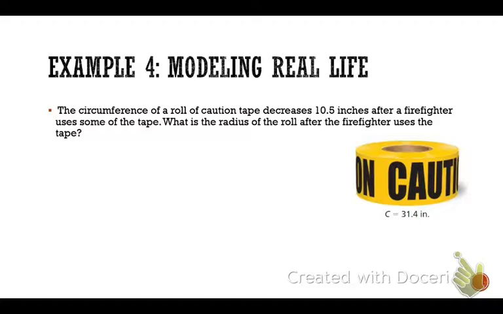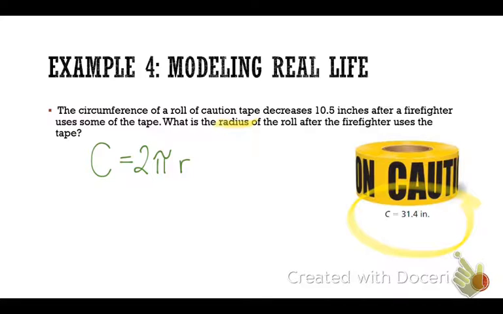I'm solving for the radius, so that tells me which formula I want to use. C equals, which one? If I'm being asked to solve for radius, would I want to use the formula that has R in it? Yes. C equals 2 pi R. But I cannot plug in the value here for circumference because the firefighter used some of it. So maybe it was 31.4 inches to start with, but that's not what was left. Look at the question: after the firefighter used it. So how could I figure out what value actually to plug in for C?